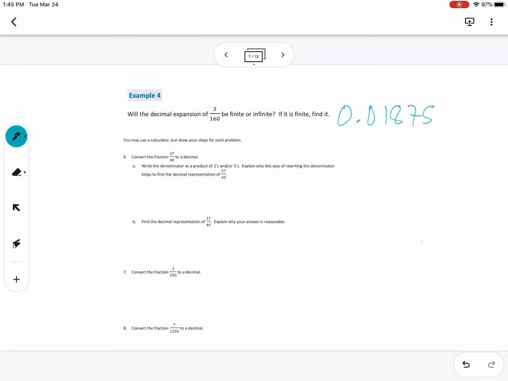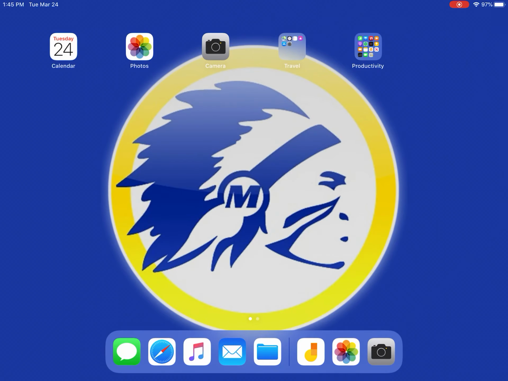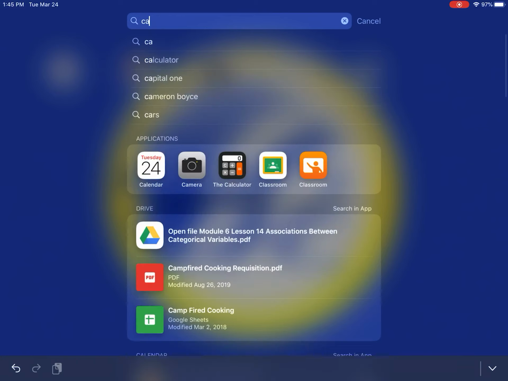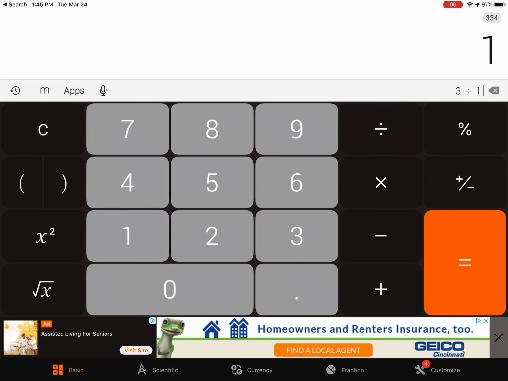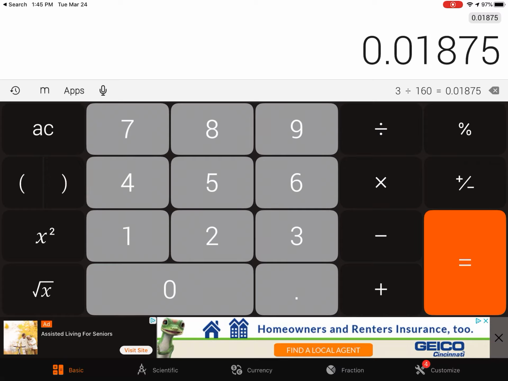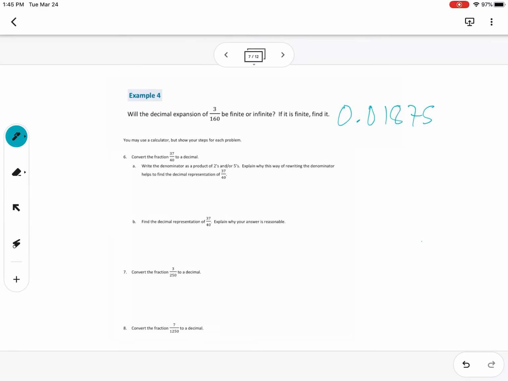So 3 divided by 160. Let's even use, I'm going to check it with my other calculator here. So 3 divided by 160. Yeah, it does terminate. It does stop, so it is finite. I just wanted to check that out in my calculator because the one I was using wasn't quite sure.